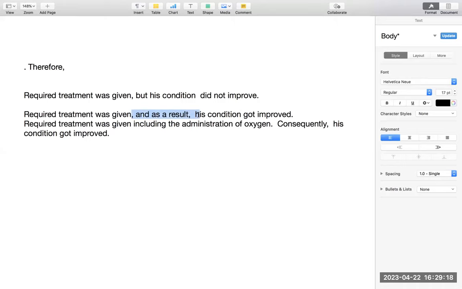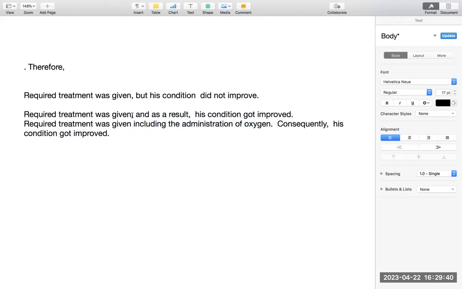So there is no rocket science when it comes to connectors. That basically means if the sentence is big, put a full stop. If the sentence is small, then carry on with the flow. So that is the difference. I do not mean that consequently should be used with a full stop. I'm just saying if the sentence gets bigger.